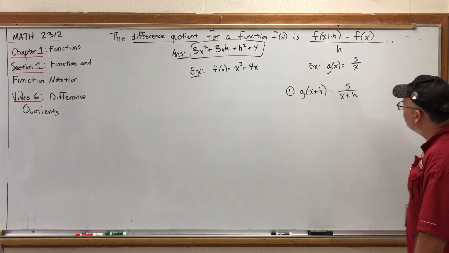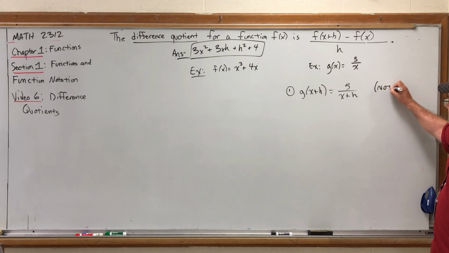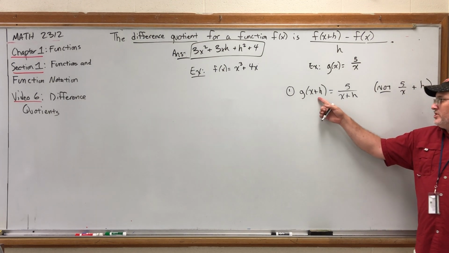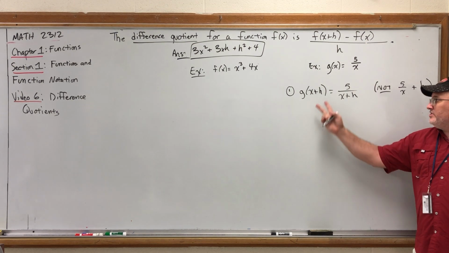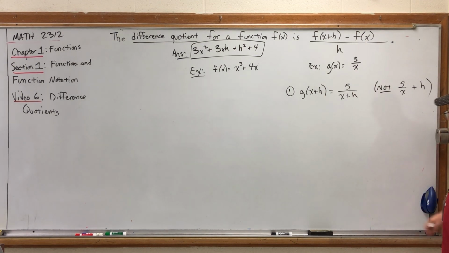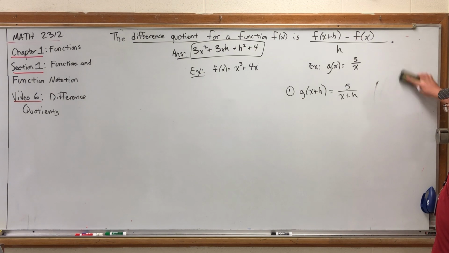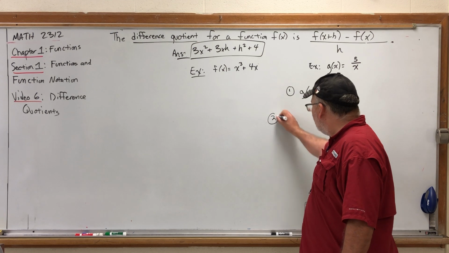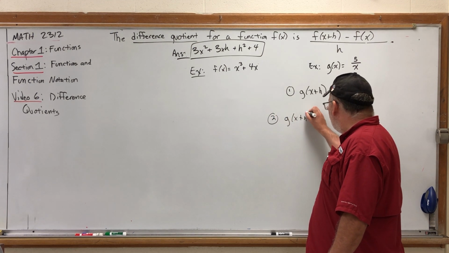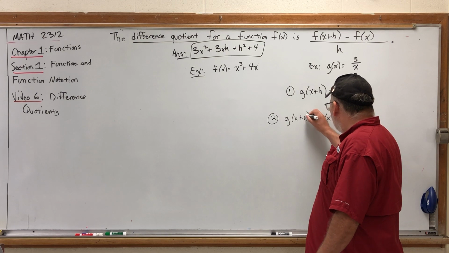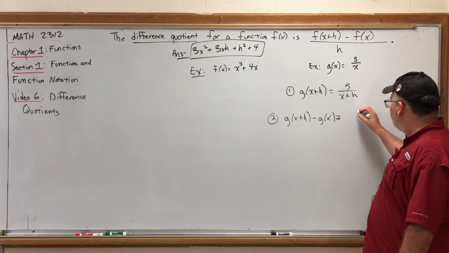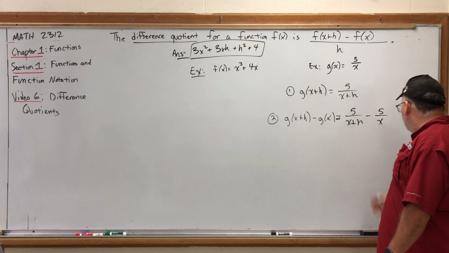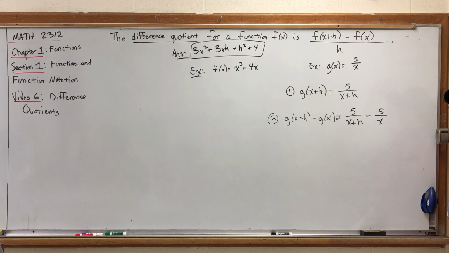By the way, it is not 5 over x followed by plus h. This does not mean stick a plus h on the end of this. This means take out the x and replace it with x plus h. But really, that's all you have to do to find g of x plus h there. It's not a whole lot to do. As far as the subtraction problem, g of x plus h minus g of x. Well, g of x plus h was this, g of x was that, and don't subtract the 5's.